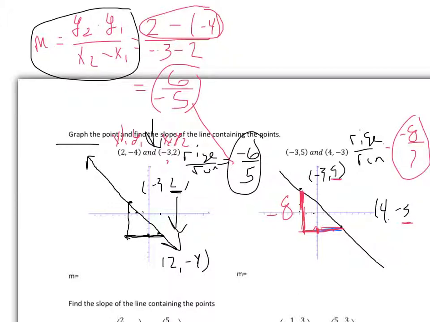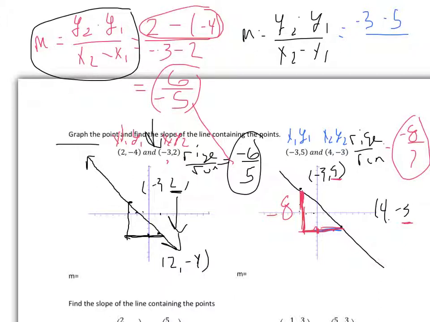Now, if we're using the slope formula, m equals y2 minus y1 all over x2 minus x1, we can label these points. We can call this right here x1, y1, x2, y2. Plugging these things in, y2 is -3, so -3 minus y1, which is 5.